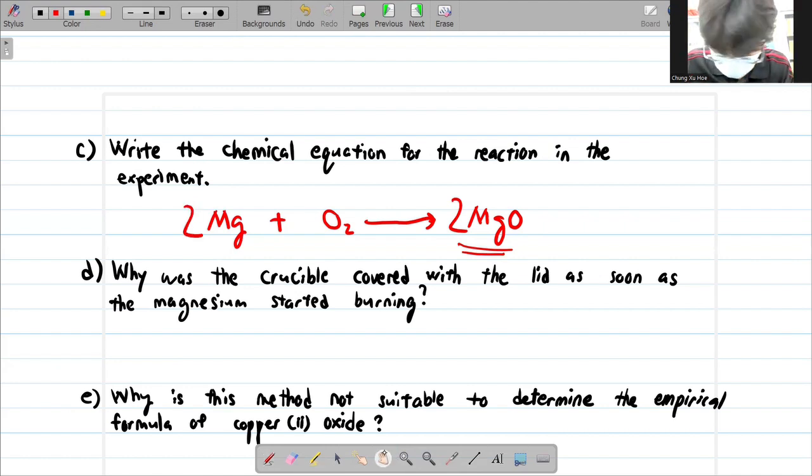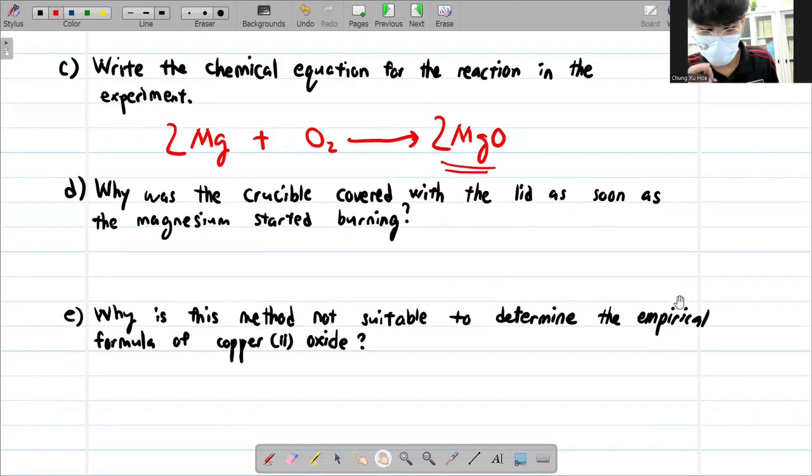Nice. Next, why was the crucible covered with the lid as soon as the magnesium started burning? Why? When the magnesium is burning, we need to close the lid as soon as possible. Remember the reason why I told you that we need to open and close at intervals? We cannot just open or just close, because you need to allow oxygen gas to go inside and react. And we cover it as soon as it started burning. The burning of magnesium in oxygen produces a white film. So if you don't cover it as soon as possible, the white film will come out.